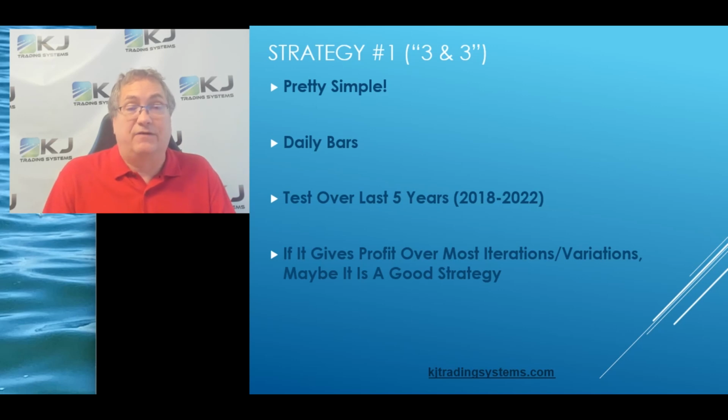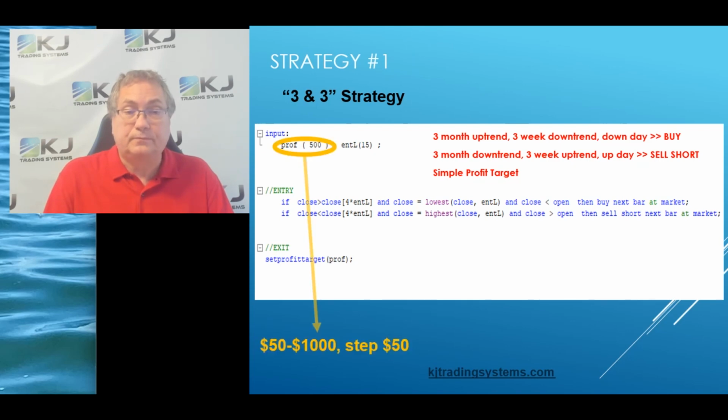As I said, I tested over the last 5 years till the end of 2022, and I'm going to vary some of the profit targets and things like that, and just see if I get profit with some different variable values. That to me shows some robustness, and maybe it's worth investigating further. Okay, so here's what I'll vary.